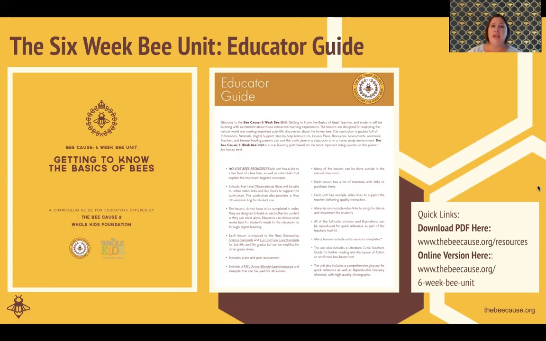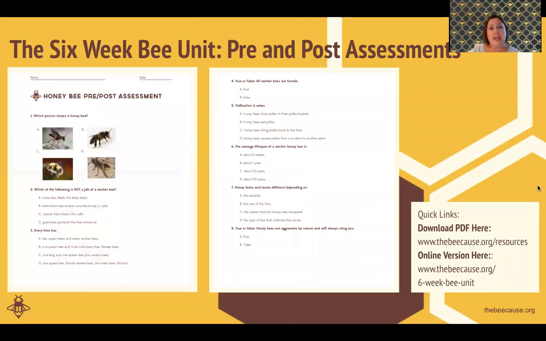It is Common Core ELA standards and Next Generation Science standards mapped for 3rd through 5th grade. In this educator guide, I'm going to explain to you how to get started, where to find the things that you need, and you also have no live bees required. We've given you lots of opportunities to go to live hives to see what's happening with the bees without having to have them on your campus.